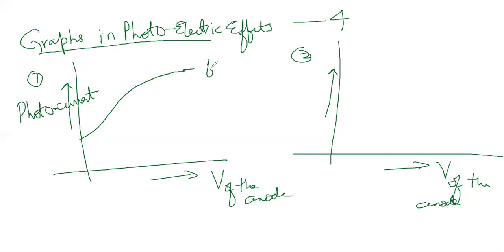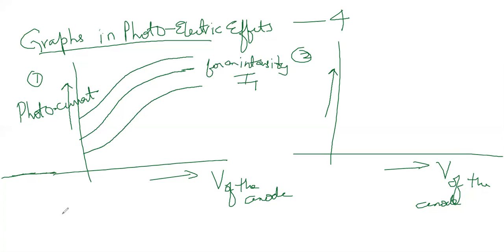This is for a particular intensity of the incident light, intensity I1. Now what happens if the intensity of the incident light is increased? It will go to a higher graph like this. So several graphs you can plot. They will all be like this.